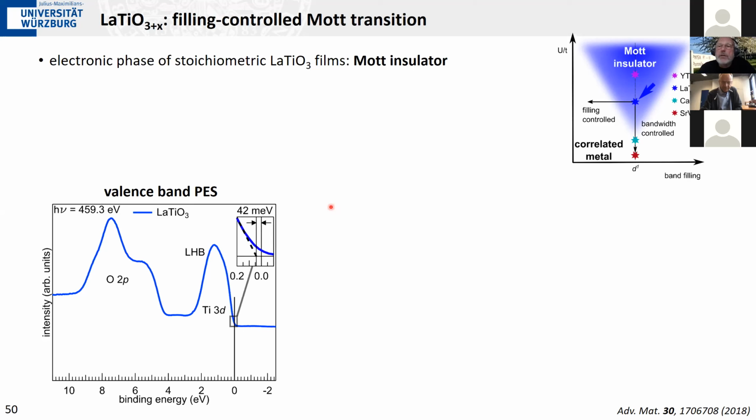So we are now in this region where our LTO is a Mott insulator. We have succeeded in growing a Mott insulating thin film of LTO, which is basically fully stoichiometric. There is no excess oxygen. Now the original idea was to move our sample close to this boundary here so that eventually we can switch it back and forth across this boundary. So now we need to start doping again.